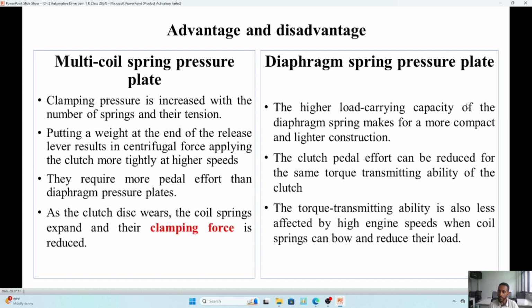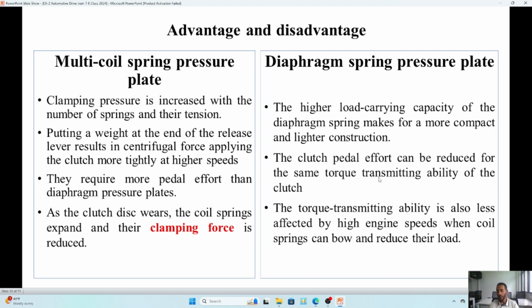In the diaphragm spring pressure plate, they will have a higher load carrying capacity when we compare the weight and the load transmitting ratio. That means they are of lighter construction. With light material, we can transfer a high amount of torque or load by means of friction. That's why they are preferable for light duty vehicles. And the clutch pedal effort will be reduced when we depress the clutch pedal. I will show you the reason.